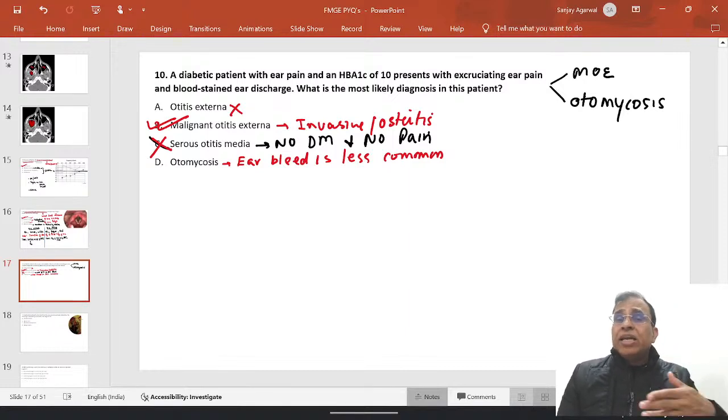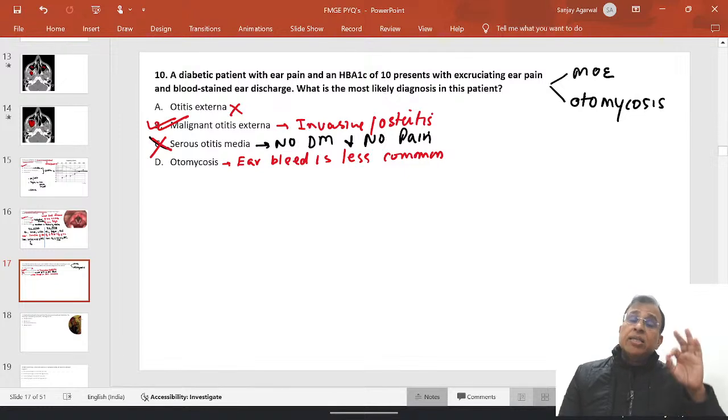You can look at the last 10 years' papers, not only the screening test. Look at the NEET PG exam, look at AIIMS, the INI-CET exam. In the last 10 years they have never asked any other question from the external ear except malignant otitis externa, and if you put all the question papers together, it has been asked at least 3 to 4 times. So if there's an external ear disease and you're not very sure in making the diagnosis, go for malignant otitis externa. 9 out of 10 times it's going to be the correct answer. You can take that kind of a risk.